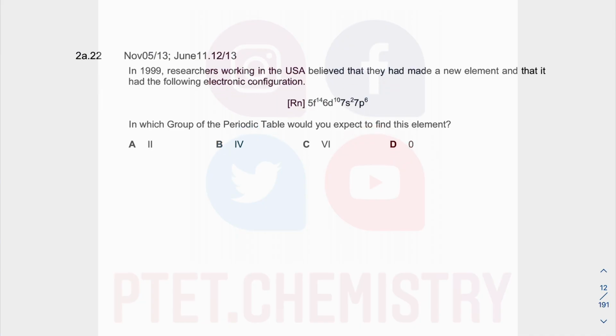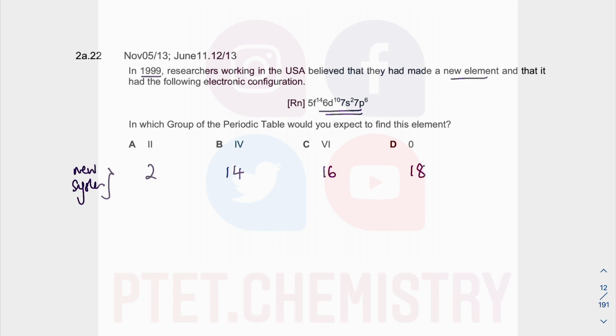In this next question, back in 1999, that seems like ages ago now, researchers working in the USA believed they made a new element. It had this particular electronic configuration. They used Roman numerals back a few years ago, until Cambridge decided to adopt the new system, which is just using the number. So there's group 14, group 16, and group 18. This is the new system.